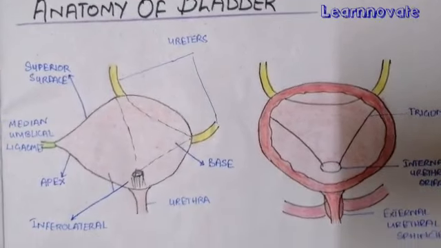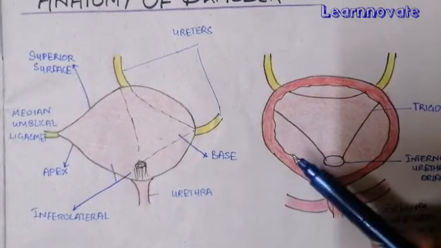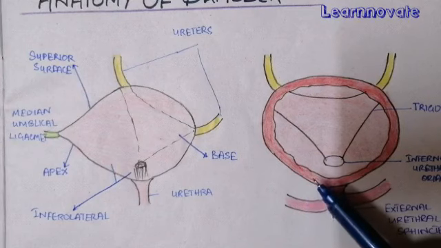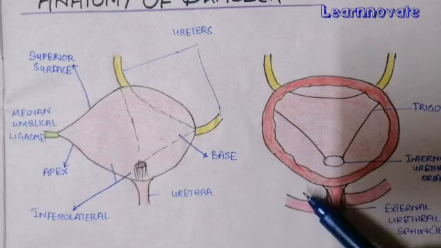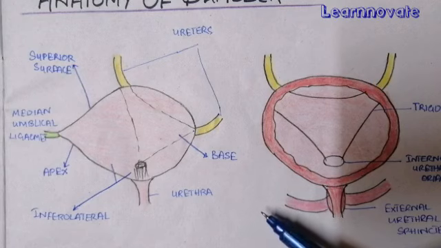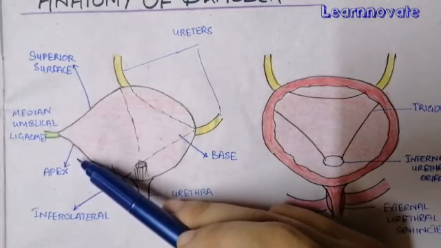Now, starting with the anatomy of the urinary bladder, you can see it is a hollow viscous organ that is used to store the urine until it is micturated to the exterior. The urinary bladder is present in the true pelvis. When it is empty, it lies in the true pelvis, and its anterior surface, the apex of the urinary bladder, is lying posterior to the pubic symphysis.